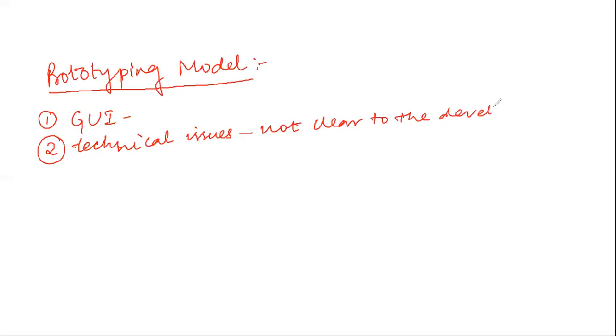So the prototyping model is considered to be useful for the development of not only the GUI part of a software, but also for a software product for which certain technical issues are not clear to the development team. So first it is important for making the GUI, and where certain technical issues are not clear to the development team.